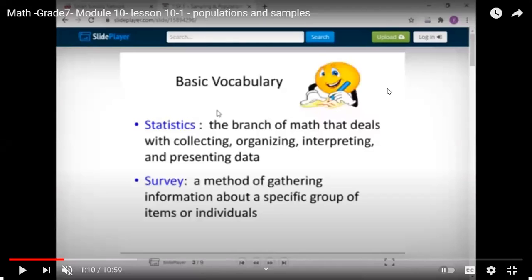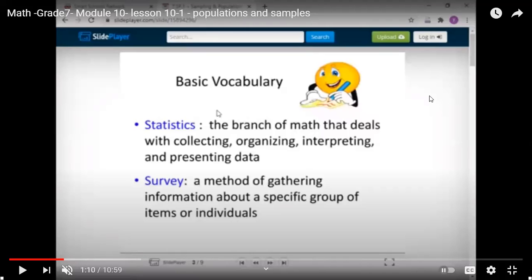So the basic vocabulary which we have to know within this lesson: statistics and survey. So let's see what is the difference between statistics and survey. Statistics is the branch of math that deals with collecting, organizing, interpreting, and presenting data.